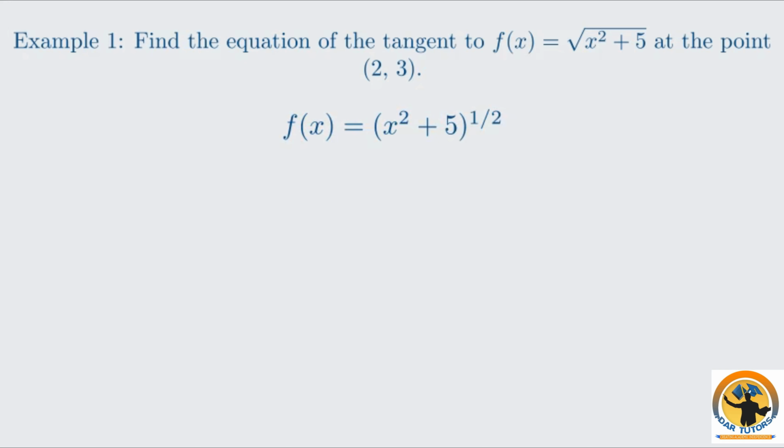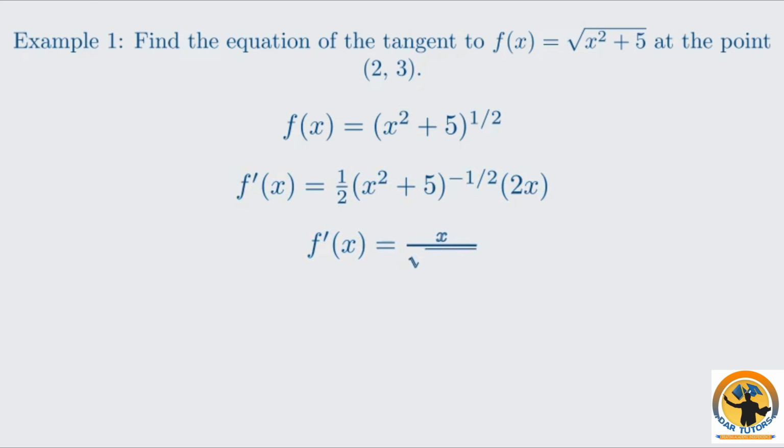The derivative of the outer function, u to the 1/2, is 1/2 u to the negative 1/2. The derivative of the inner function, x squared plus 5, is 2x. Applying the chain rule, f prime of x is 1/2 times x squared plus 5 to the negative 1/2 times 2x. Simplifying this, the 1/2 and the 2x cancel, leaving us with x over the square root of x squared plus 5. Now we need the gradient at our specific point, where x equals 2.